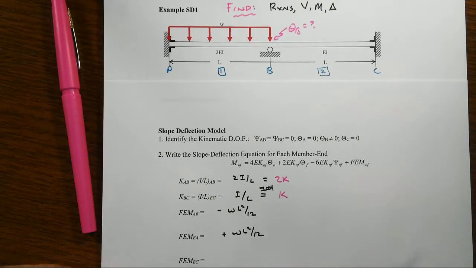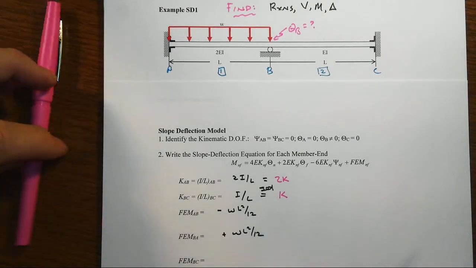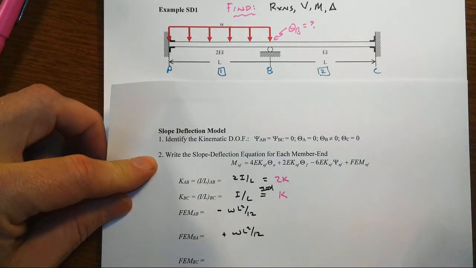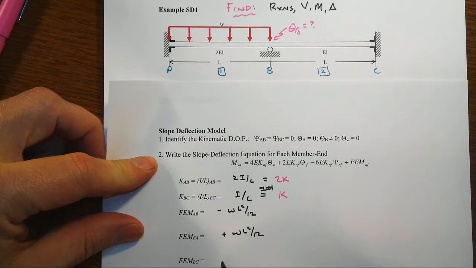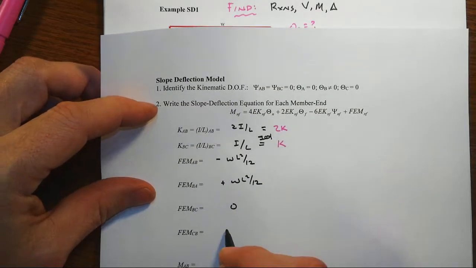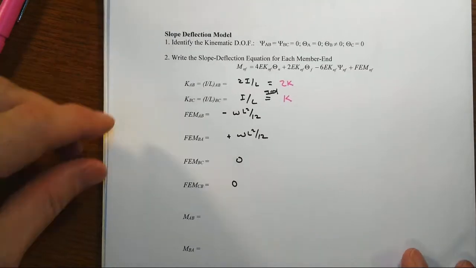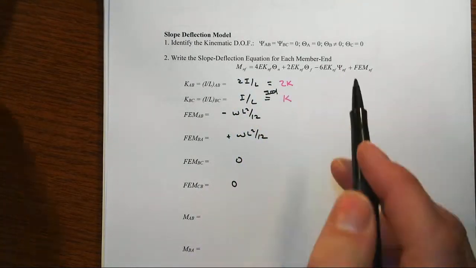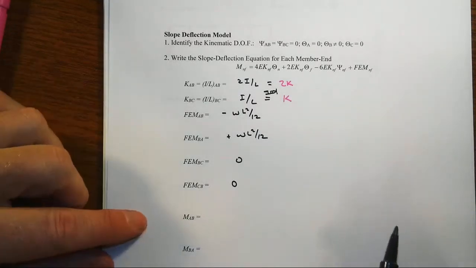If you're not sure where that came from, again, just hit pause and rewind and go back on the video and you'll see it, or look it up again in your table. There are no applied loads in member BC, so those two are going to be 0. And from here on out now, it is just an application of the slope deflection equation. We have all the terms set up.